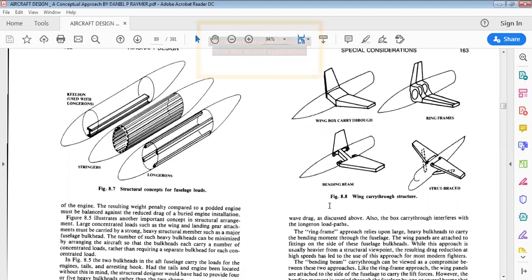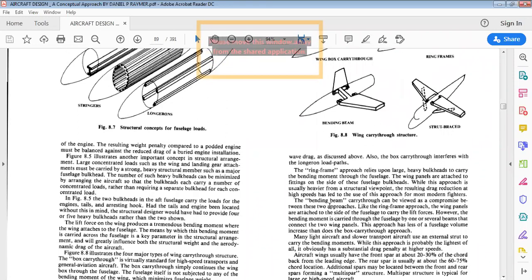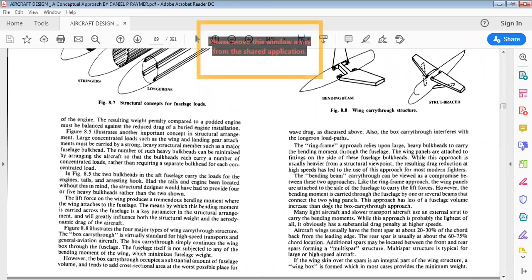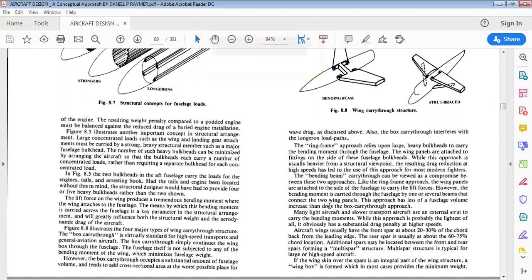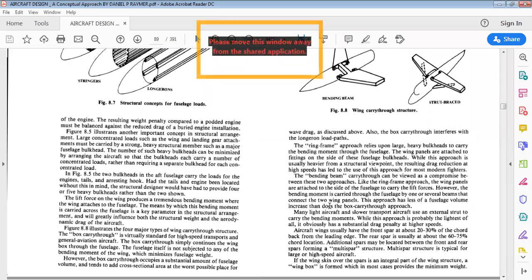Okay, so the ring frame approach relies upon large heavy bulkheads to carry through the bending moment. The wing panels are attached to fittings on the side of these fuselage bulkheads, while the approach is usually heavier from a strength viewpoint. The resulting drag reduction at high speeds has led to the use of this approach in most modern aircraft. Also, the bending beam carry-through can be viewed as a compromise between these two approaches.